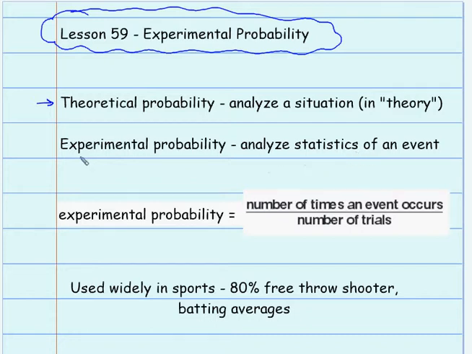So we actually perform trials and get some data, some statistics to analyze. So experimental probability is the number of times an event occurs over the number of trials that you've performed. It's used widely in sports, an 80% free throw shooter, batting averages. So we're familiar with experimental probability even if we don't realize that we are.